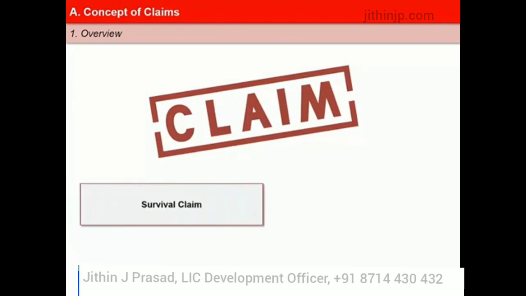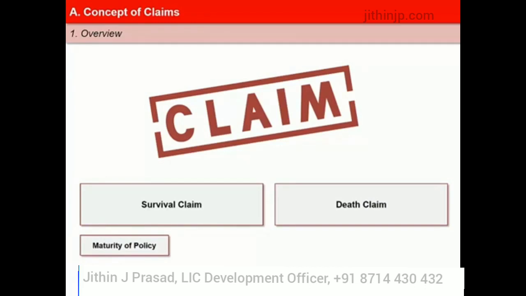Survival claims, which are payable even when the life assured is alive, and death claim. Examples of events triggering survival claims are maturity of the policy, an installment payable upon reaching the milestone under a money-back policy, critical illnesses covered under the policy as a rider benefit, and surrender of the policy either by the policyholder or the assignee.